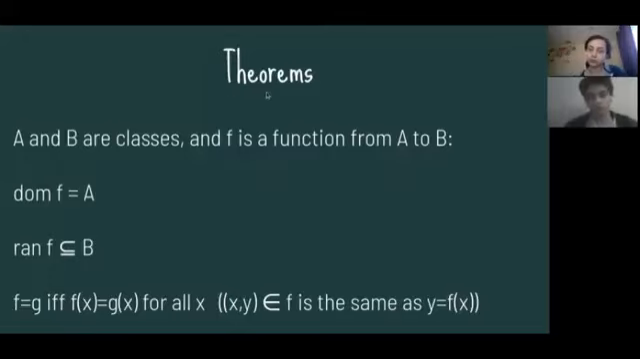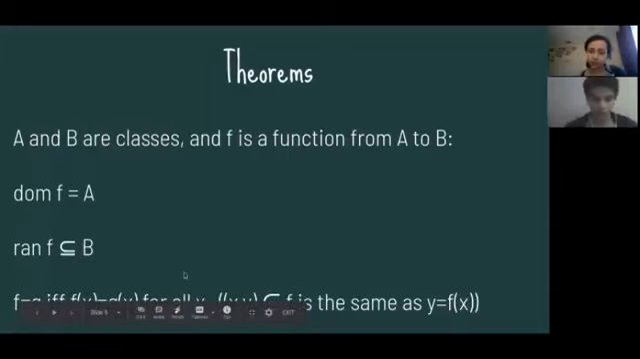So these are some theorems, and these are relating to functions. And these theorems just show why a function is a special kind of graph, or what specific conditions you can find in a function, but do not find in every graph. So if A and B are classes, and f is a function that maps from A to B, these three are always true. The domain of f is the same as A. The range of f is a subclass of B, but not necessarily equal to it. And f equals g if and only if f of x equals g of x for all x.